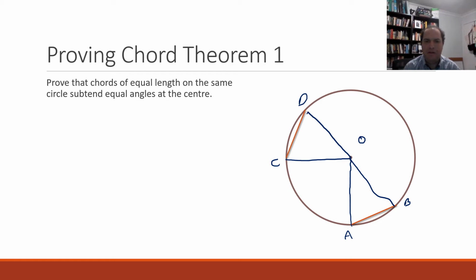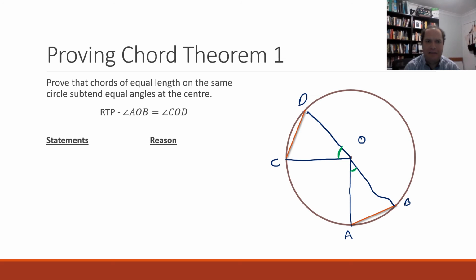Now we've got our chords, and we have to prove that these angles subtended at the center are actually the same. So writing our statement, we're required to prove that angle AOB is equal to angle COD. Those green angles need to be equal. That's what we have to prove.